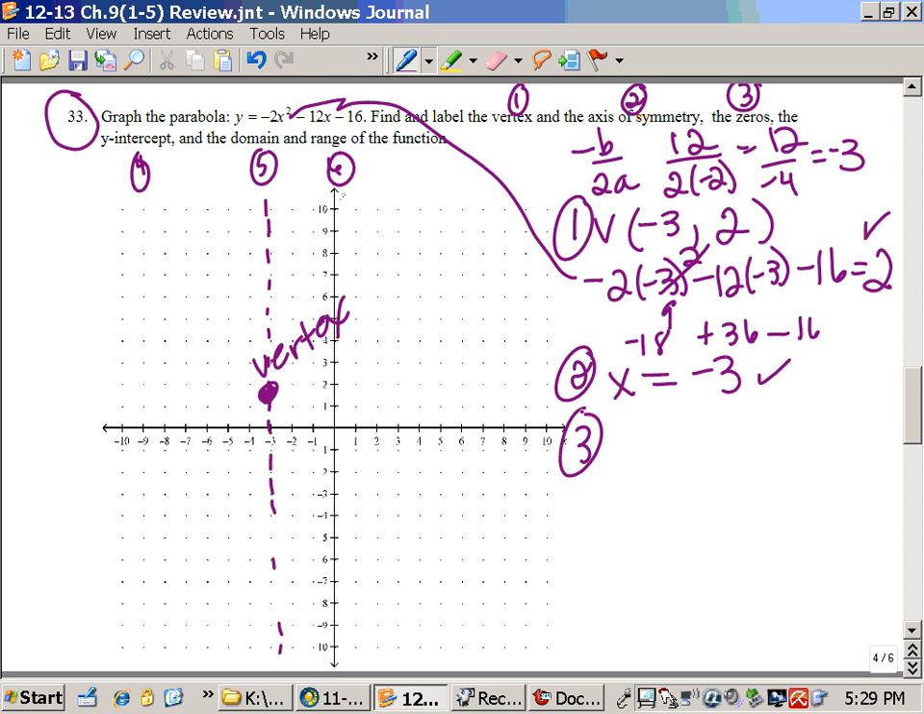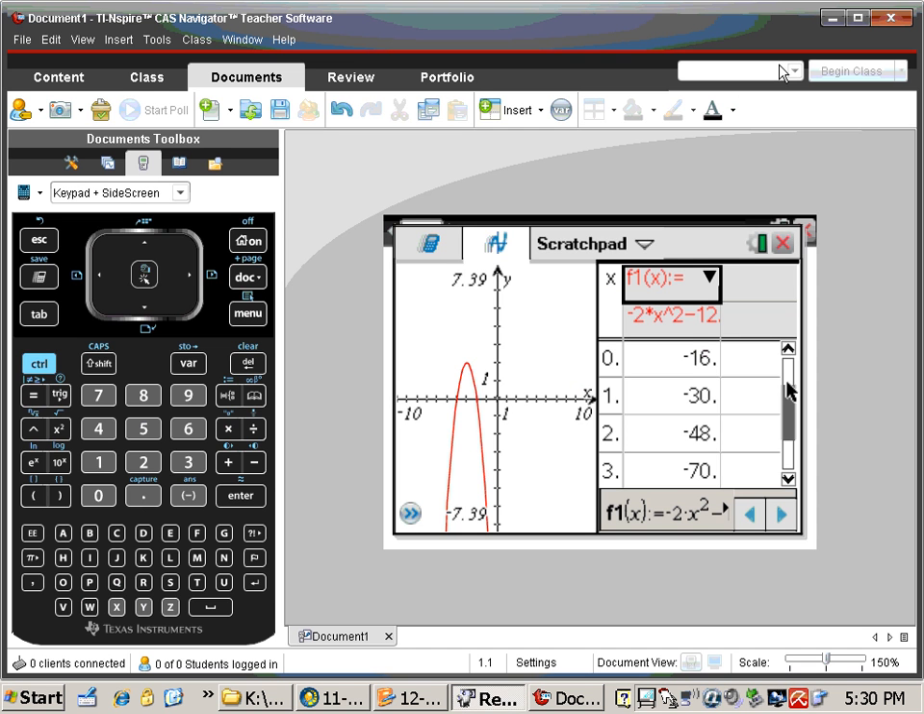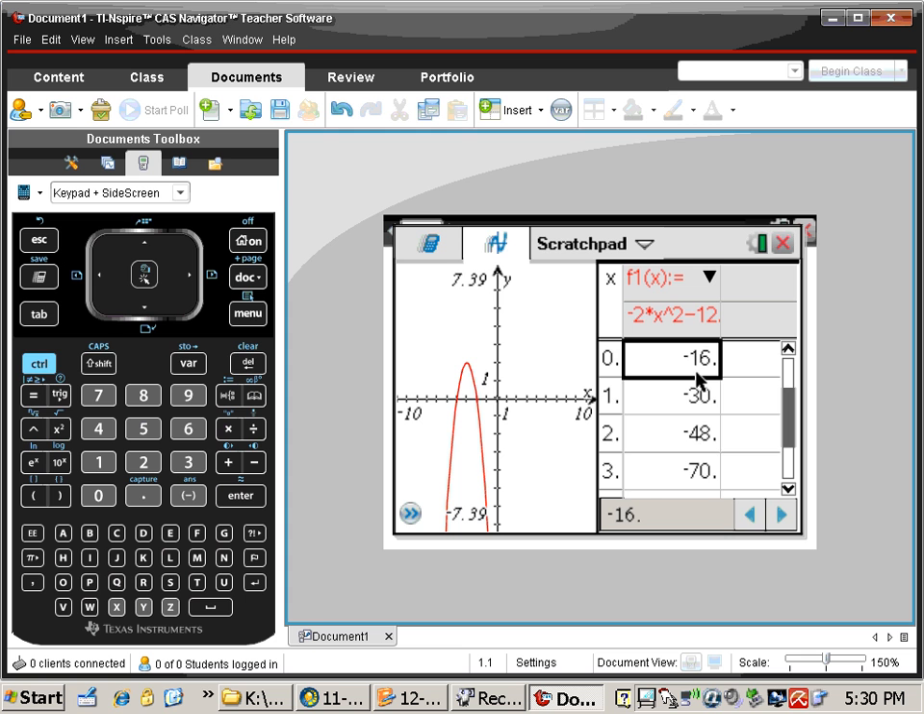Number 3, the zeros. I need to go to my calculator and locate the zeros. I've never done this before. We're going to try and see if this works. Okay, I have plugged in my formula for my quadratic, and I am looking for the zeros. So let's look up and down this table and see what happens.